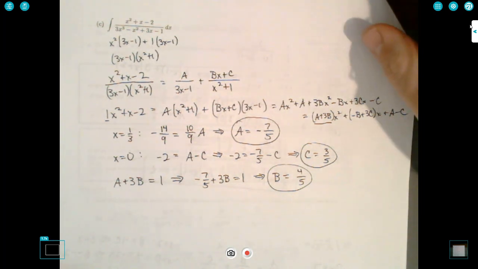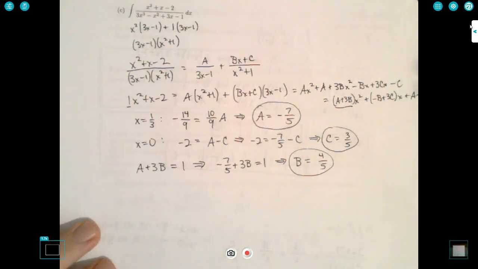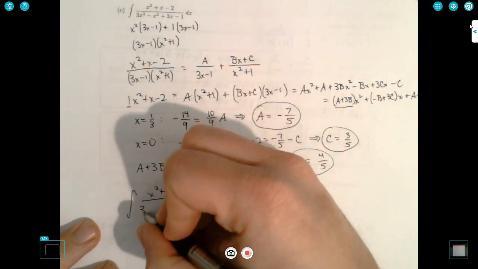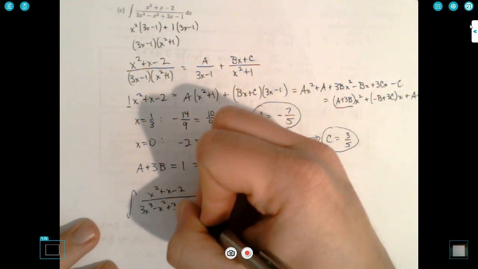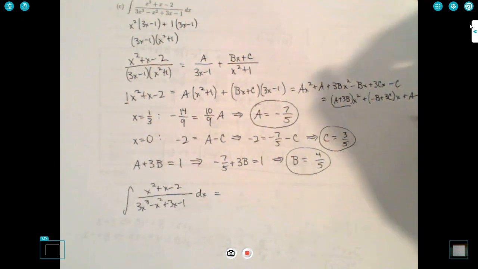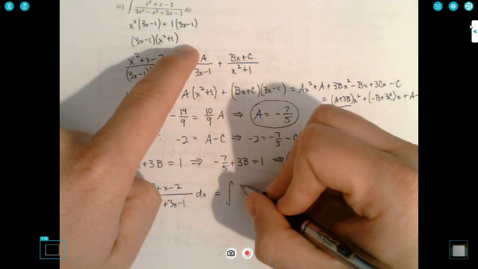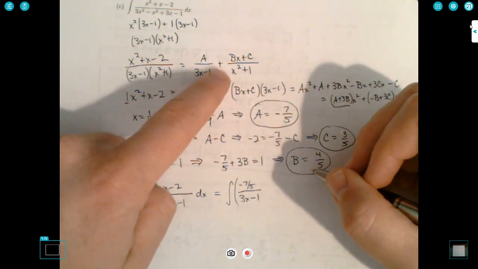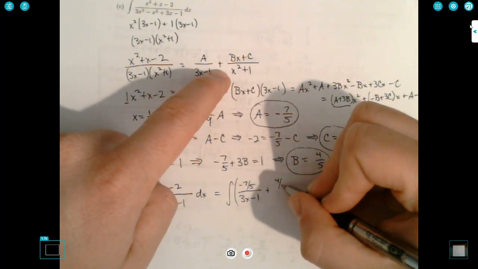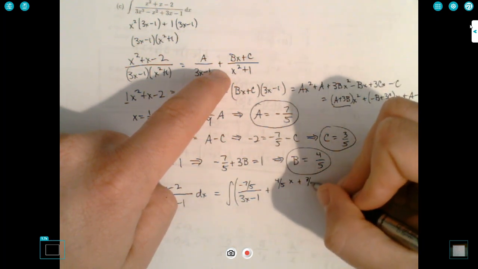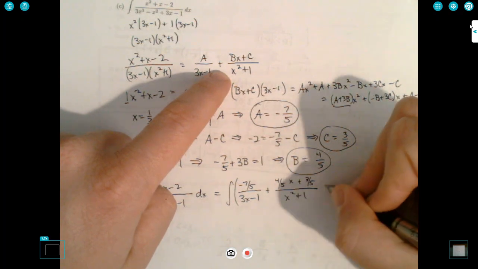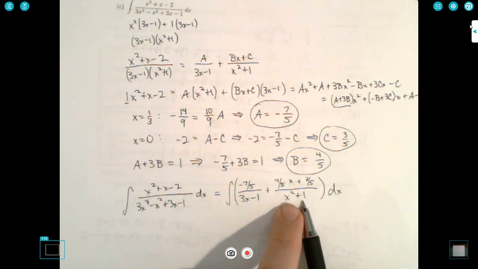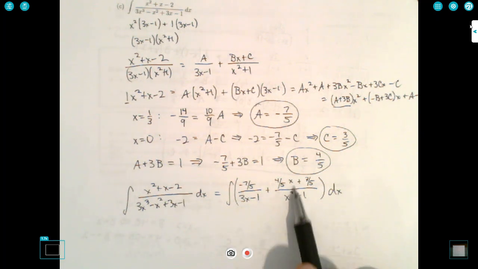Okay. Putting that all together now, what in the world do we get? So I now know that the original integral I started with, x squared plus x minus 2 over 3x cubed minus x squared plus 3x minus 1 dx, is really equal to the integral of a, so that's -7/5, over 3x minus 1, plus b x plus c over x squared plus 1. Okay. This one's just a natural log. This one is a u sub. I think we'd do a u sub because we've got its derivative kind of sitting up there.